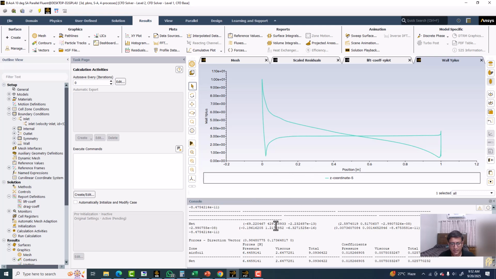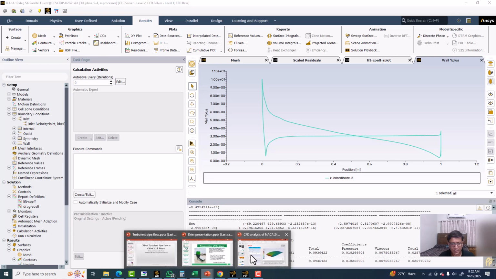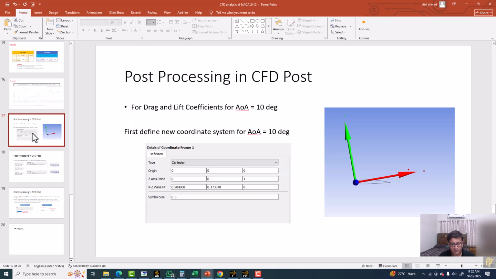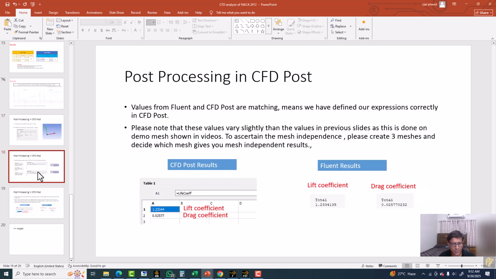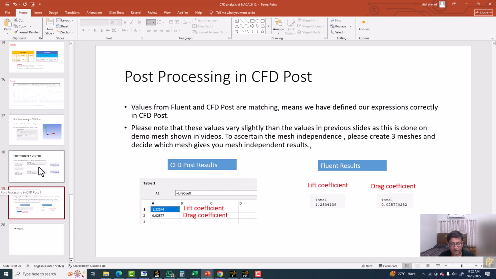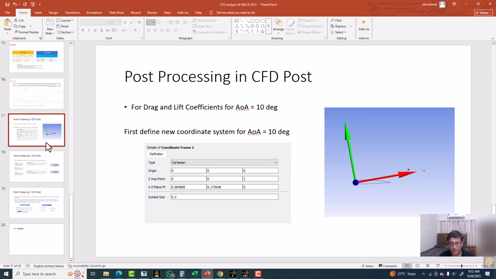Okay, now the next thing is that I want to post process these results in CFD Post as well. There are many things we can do here, and I will go step by step. One of them is that you have to find the drag and lift coefficients in CFD Post, and we will compare the similarity between Fluent and CFD Post, whether they are giving the same or not. The results should be similar, or exactly the same.